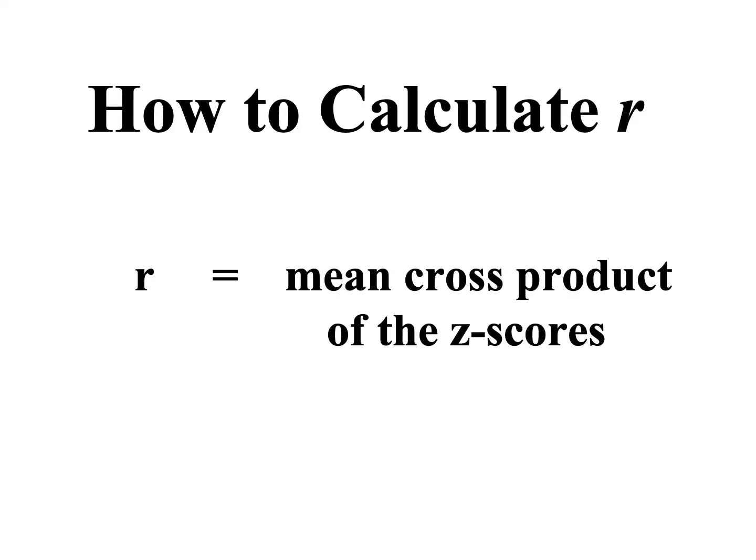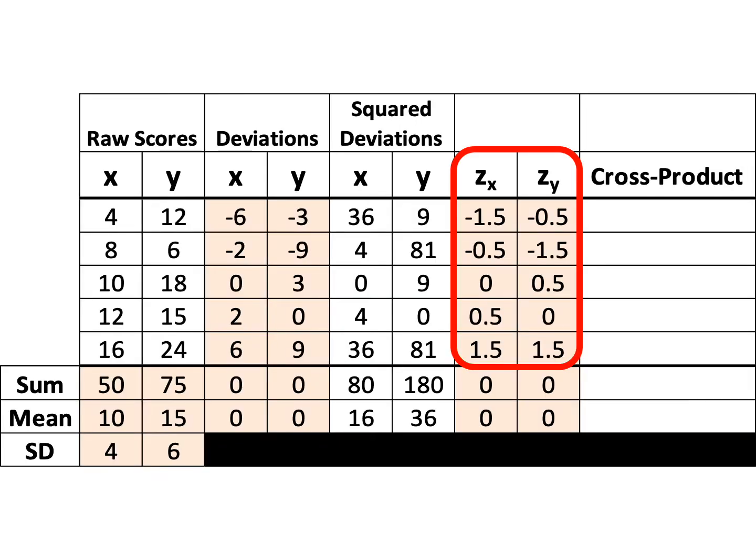At the end of last lecture, we talked about how to calculate R. We said that R is the mean cross product of z-scores, and that you should memorize this definition because it is so useful. To calculate R, we first need to calculate the z-scores of x and y.